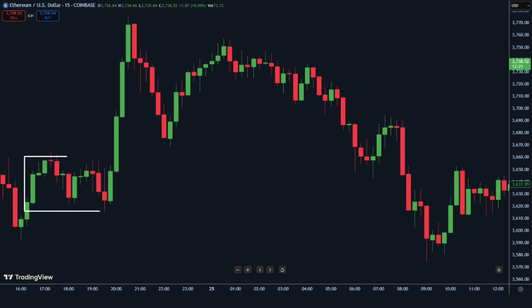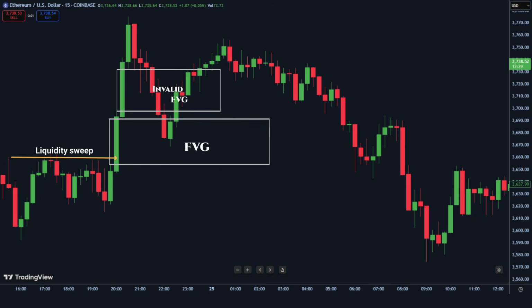Extra tip: use FVGs in ranges. Fair value gaps also work inside ranges. Price often sweeps liquidity at one side of the range, leaves a fair value gap, then moves in the opposite direction. Watch for FVGs right after a fakeout. They often give you a safe reversal zone.